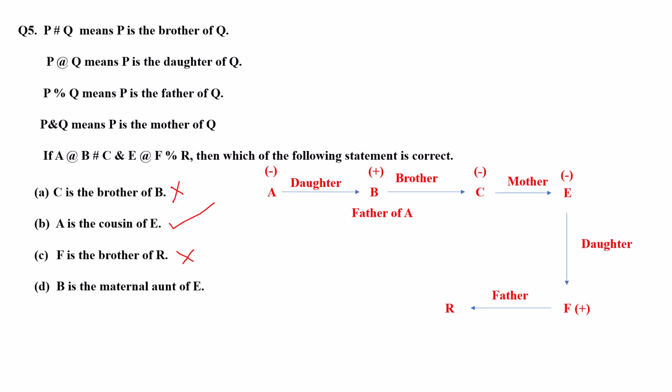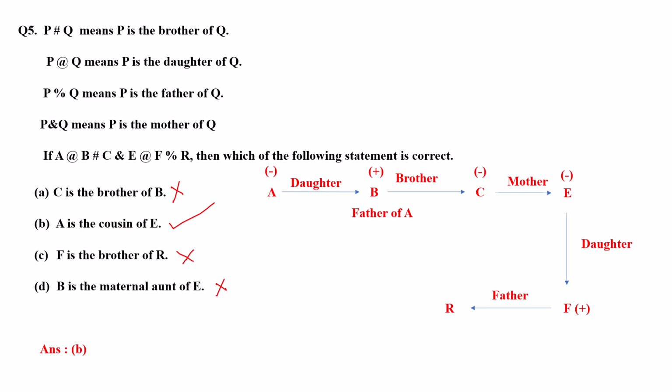And the last one is, B is the maternal aunt of E. But you see B is male, isn't it? So it can't be a maternal aunt. So this is also wrong. From here you can see the correct option is answer B. So like that, you have to first draw the diagram and then check the statements one by one. I hope it is clear.